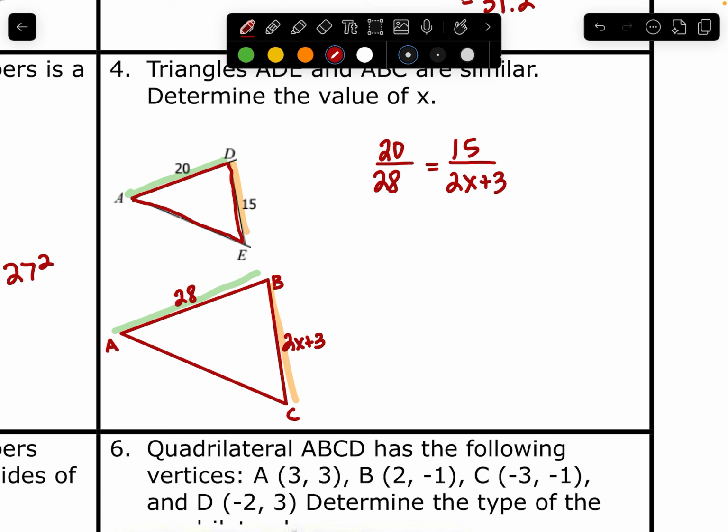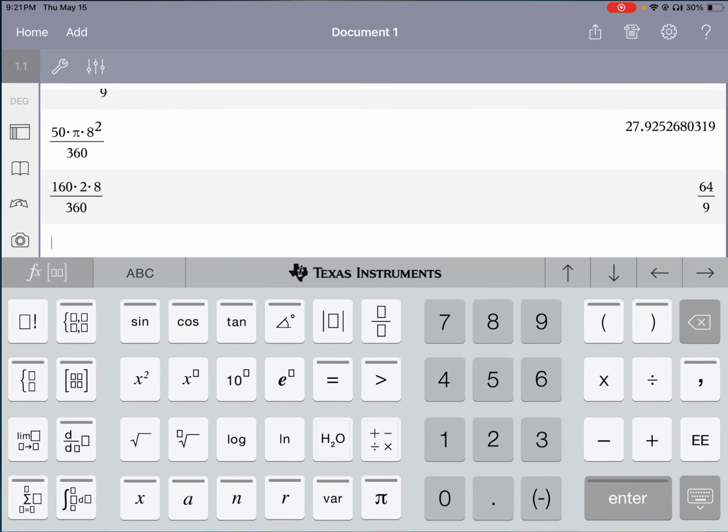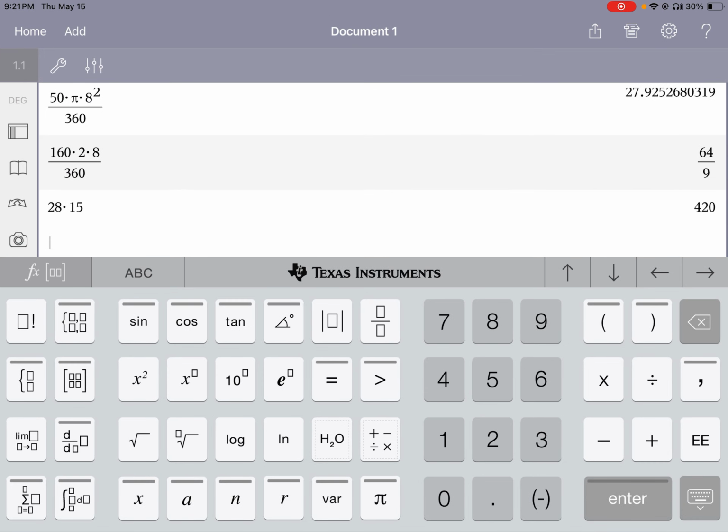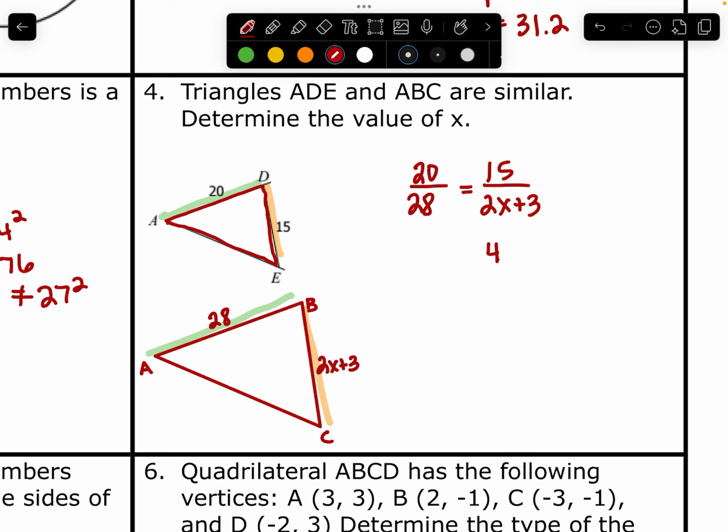And we're going to start by cross multiplying. So 28 times 15 is 420. And then we got 20 times 2x plus 3. We're going to have to distribute the 20. So 20 times 2x is 40x. 20 times 3 is 60.